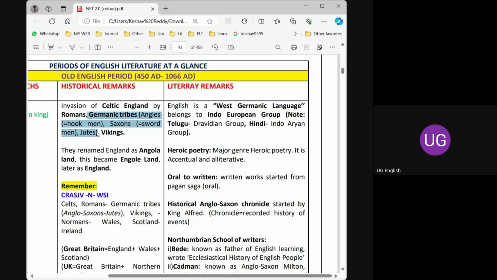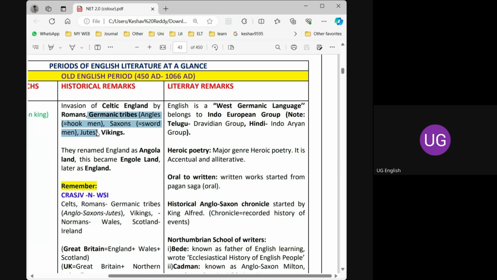See, the world languages are categorized into several groups. One is the Indo-European group, the Dravidian group, the Indo-Aryan group. You all know that Telugu is a Dravidian language. It belongs to the Dravidian group. Hindi is Indo-Aryan group. Aryans invaded India. That is the Indo-Aryan group, Hindi.